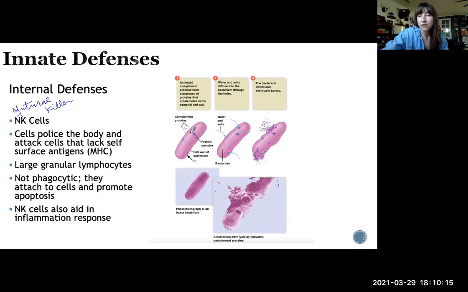If we allow the water to flood in, then the cell will eventually burst, and we call that lysis. The cell will lyse. And that's a lysed bacterium right there. The natural killer cells also aid in inflammation response. So when they encounter a situation like a cut or something, bad things in the body, they will also send out signals to the rest of the immune system. And that includes parts that will promote an inflammation response, which we're going to talk about here.